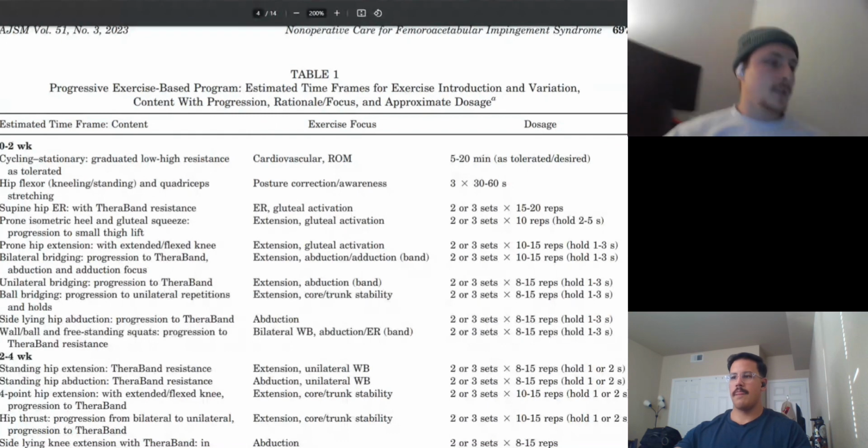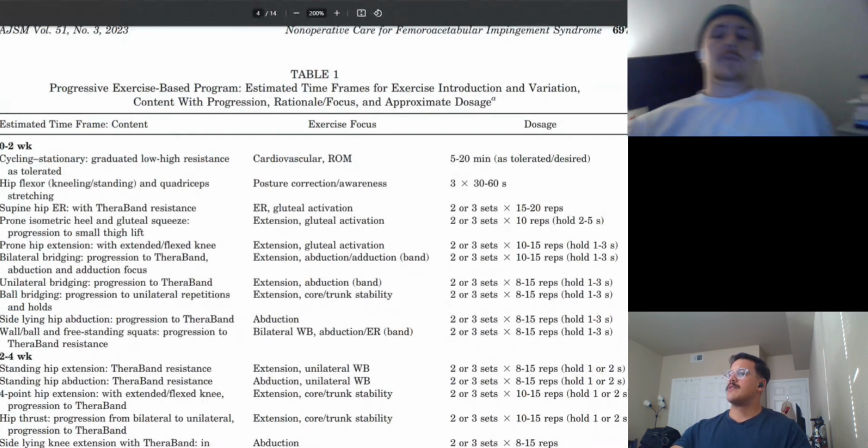I'm just getting into a better position because I have to change positions. I'm getting my own pain.